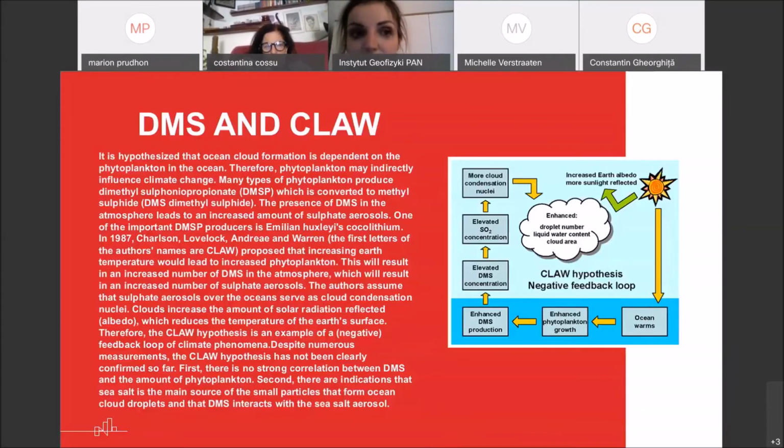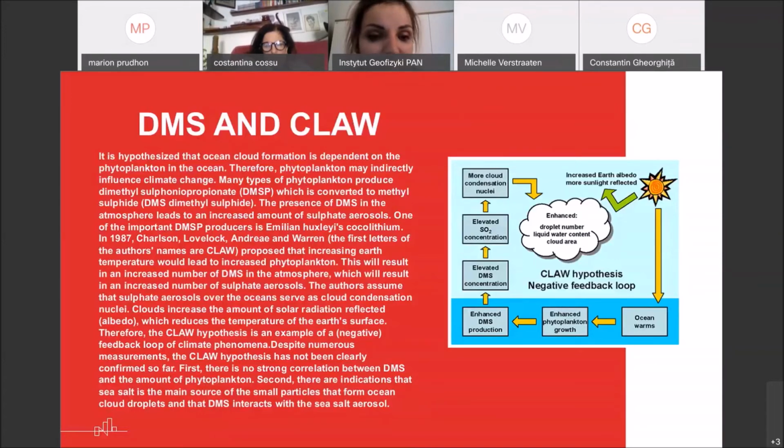And this is what four scientists proposed. Their surnames were Charlson, Lovelock, Andreae, and Warren. Thus, CLAW, the first letters of the authors' names form this abbreviation CLAW. And the CLAW theory is rather new, I would say, because it was proposed in 1987.